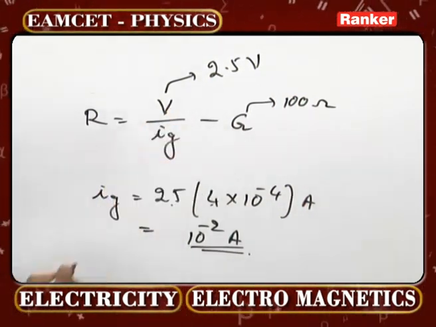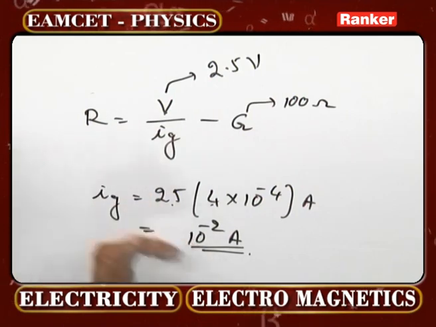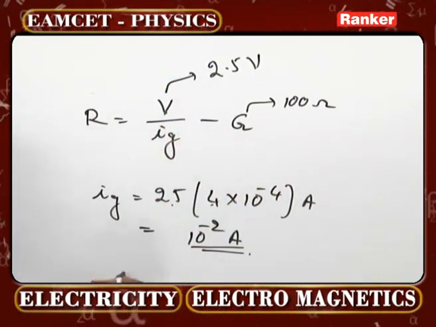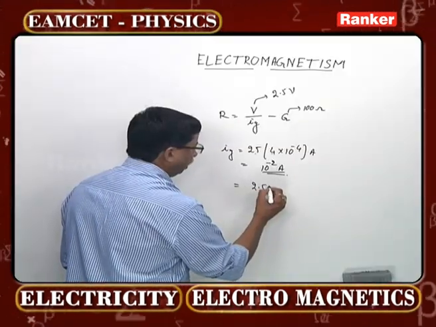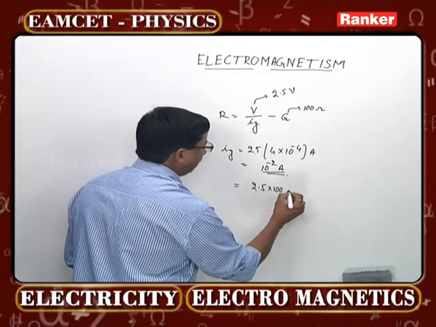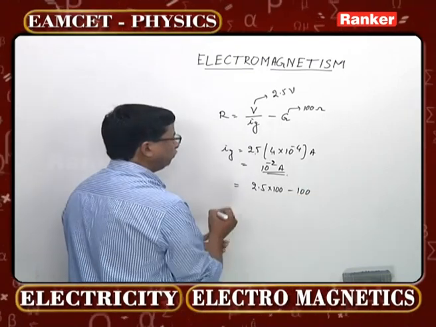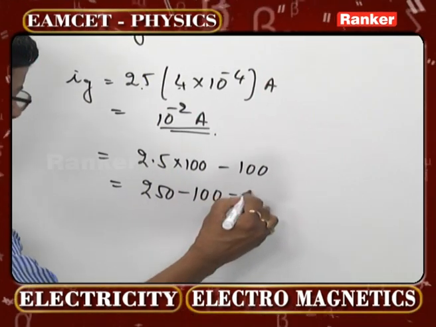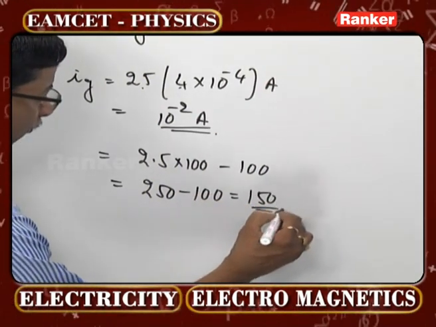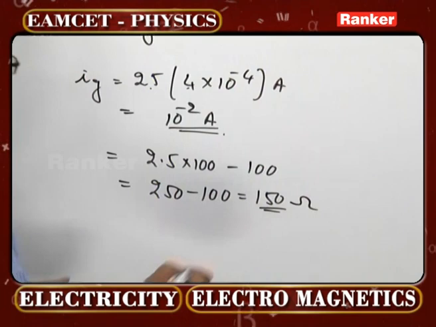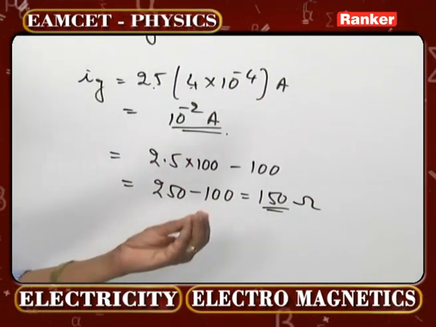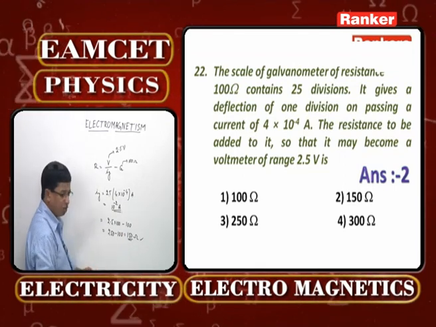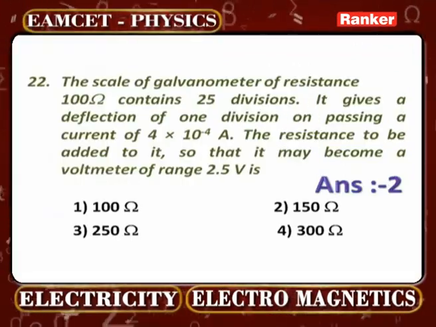So substitute the values over here. 2.5 by 10 power minus 2, that means 250, minus 100. So how much will you be getting here? 2.5 into 100 minus 100, that is the value. So what will you get here? 250 minus 100, which now becomes 150 what? Ohm. How do you connect that one? It should be connected in series. So what is the corresponding option over there please? Second option, that's going to be the correct option for this.